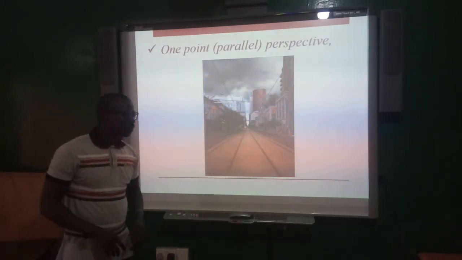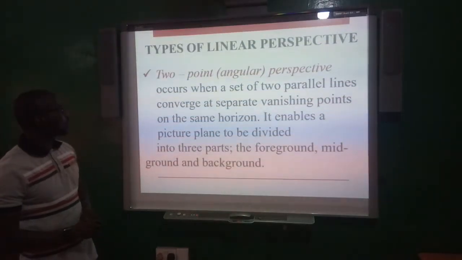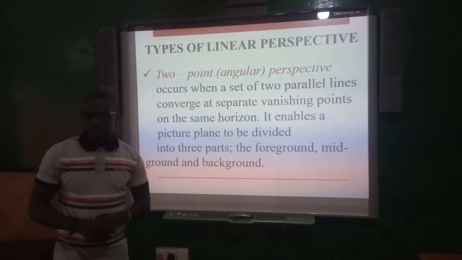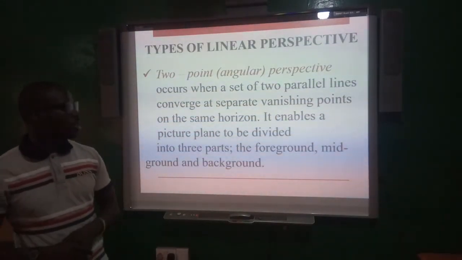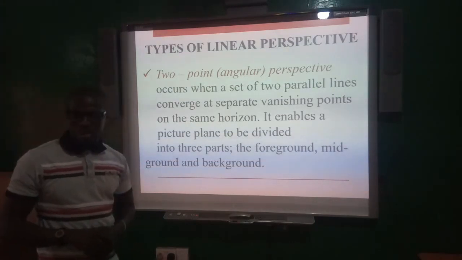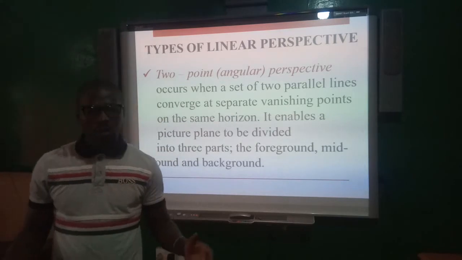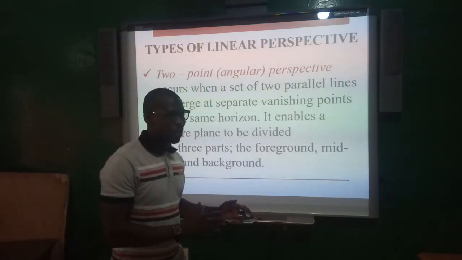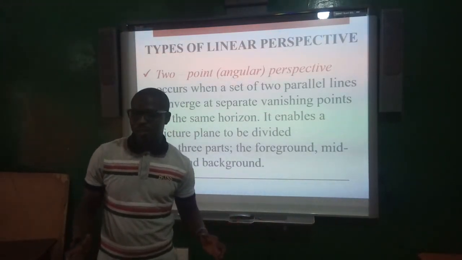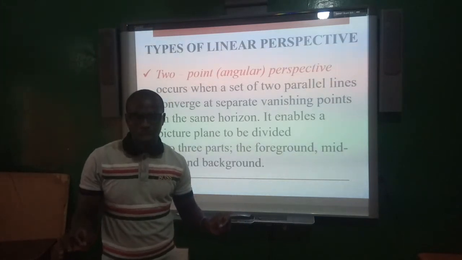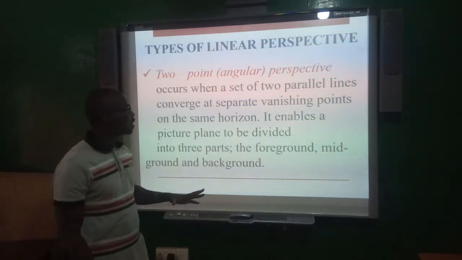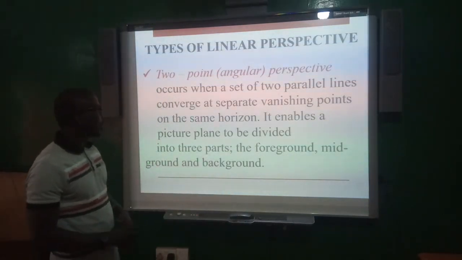Okay. Now we are moving on to the next one, which is 2-point perspective or angular perspective. So another name for 2-point perspective is what? Angular perspective. Another name for 1-point perspective is parallel perspective. Another name for 2-point perspective is what? Angular perspective. Let's look at that one too.